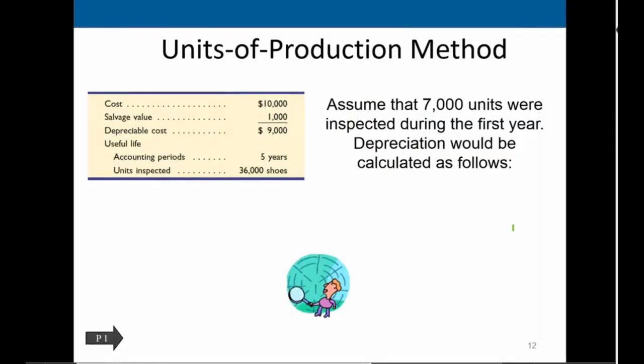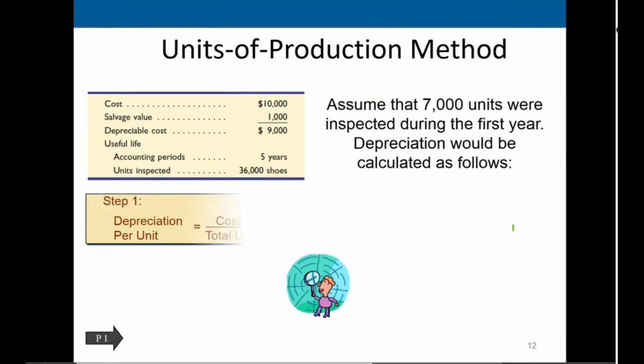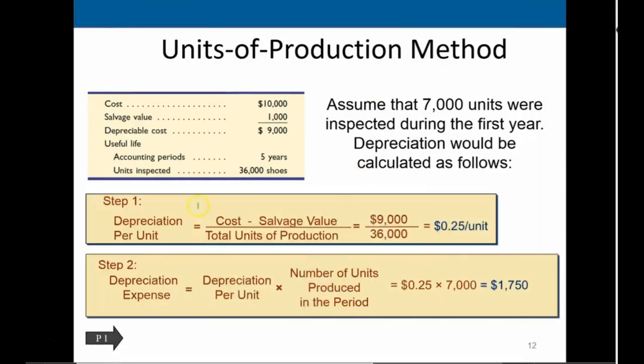And if we do a calculation such as this, we can say that the depreciation, in this case, we have cost minus the salvage value divided by the total units. So the 9,000 divided by the 36,000 units, that's how many units that this thing will be using over its useful life. That means we're going to get 25 cents per unit.